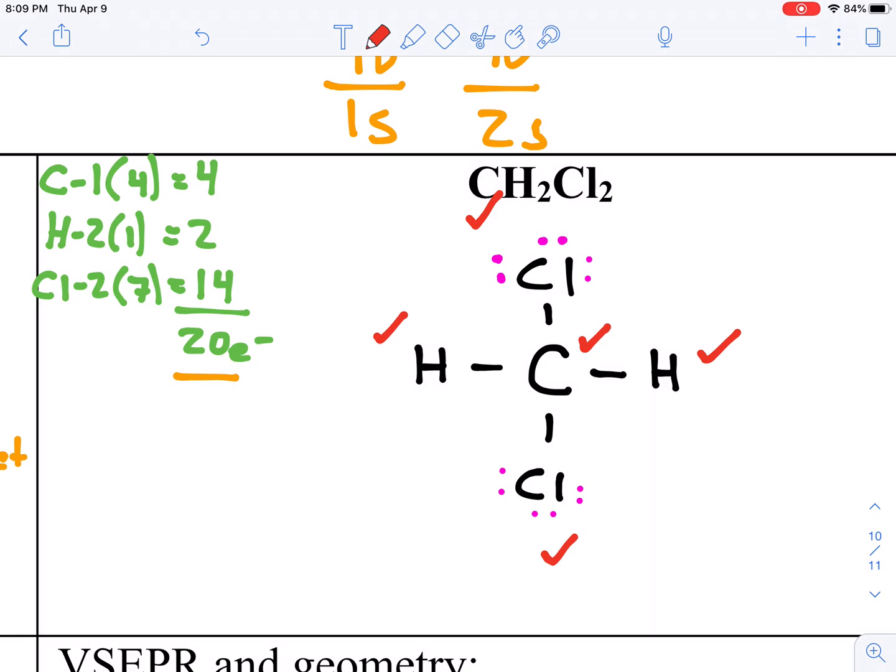Let's check our other rule. Have we shown all 20 valence electrons? Well, we have 2, 4, 6, 8 from the bonds, and then we have an additional 10, 12, 14, 16, 18, 20. So indeed, we have shown all 20 valence electrons. Everyone's happy, everyone's in good shape. This is a complete Lewis structure. We're good to go. Everyone has a full octet. We've shown all of our valence electrons.